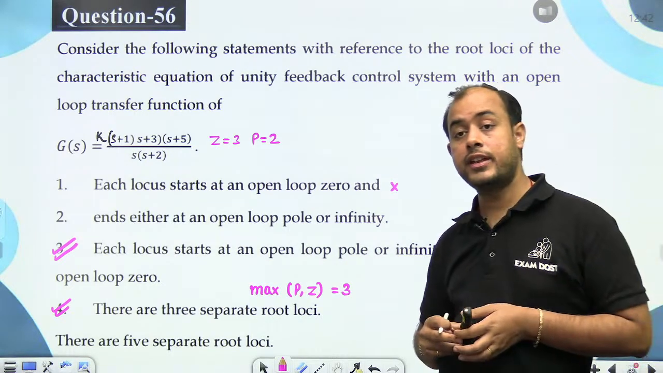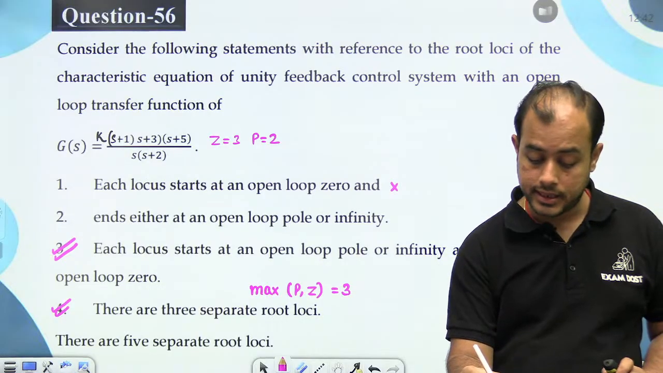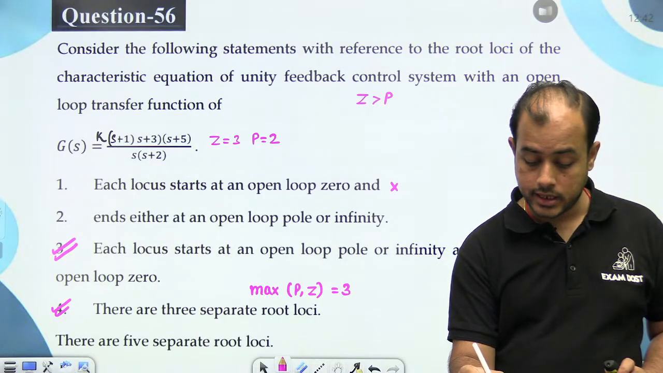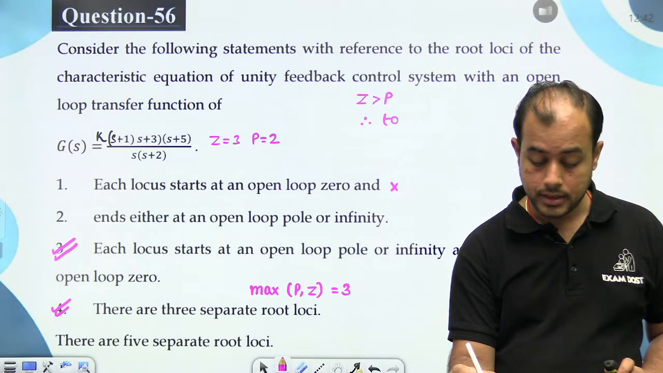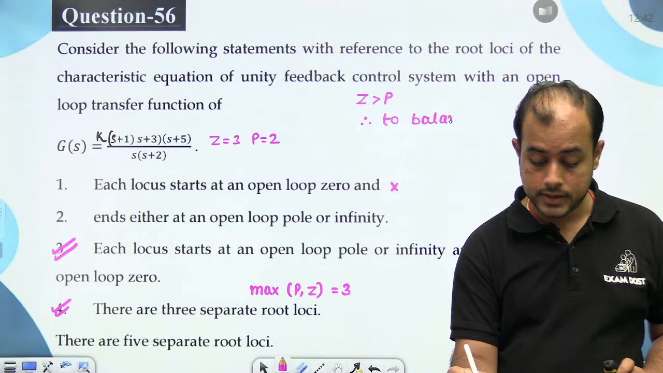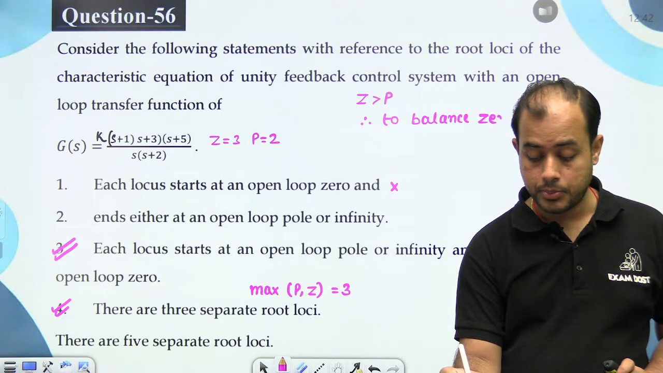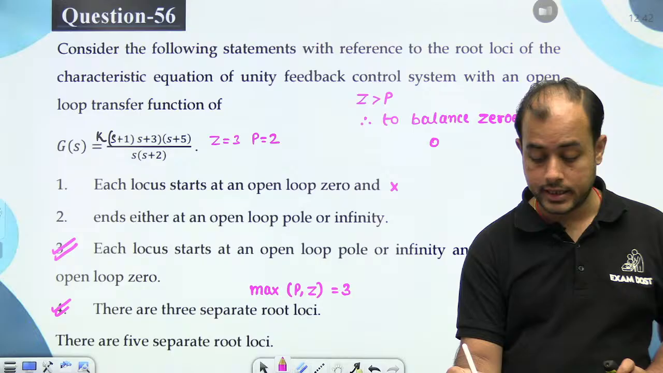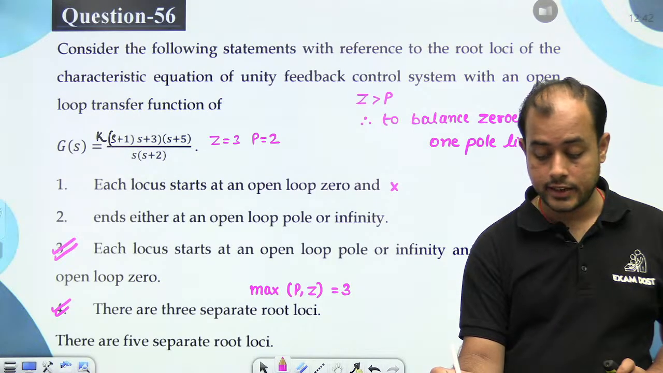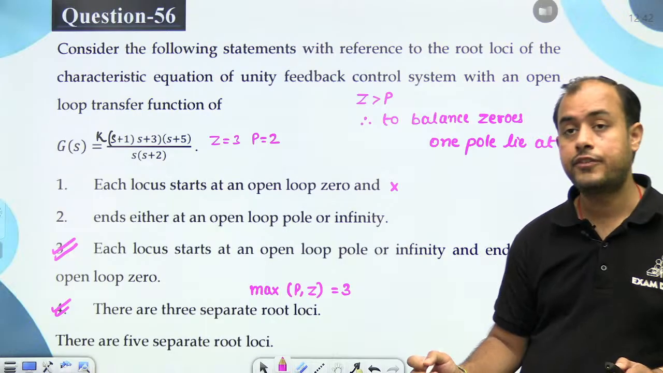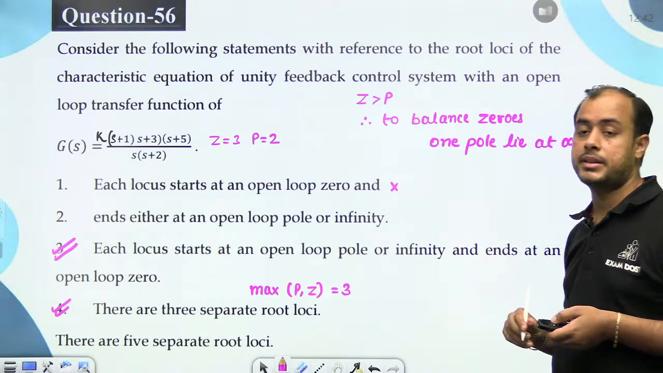सर पोल या इंफिनिटी से क्यों स्टार्ट कर रहा है? देखिए, zeros is greater than pole, therefore to balance zeros, one pole lies at infinity. So therefore it can start at infinity. ये इंफिनिटी से भी स्टार्ट कर सकता है, खत्म ये जीरो पे होगा.